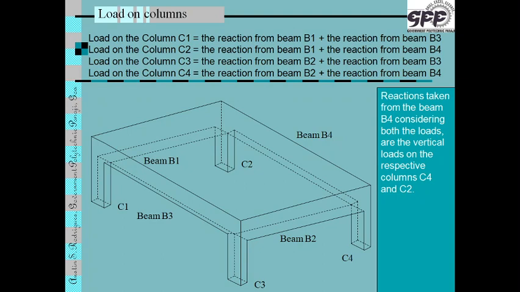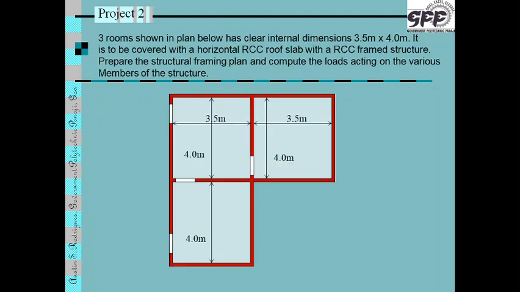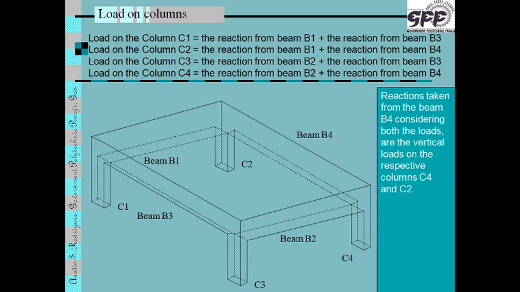Now reactions taken from the beams in both the directions have to be taken. Now the reactions from the beam B4, considering both the loads, are vertical loads on the respective columns C4, C2, as discussed earlier. Now having understood the various loads, how they are coming on the columns C1, C2, C3 and C4, we take the loads and we design the columns, and these are the loads which will be getting transferred onto the foundations below.